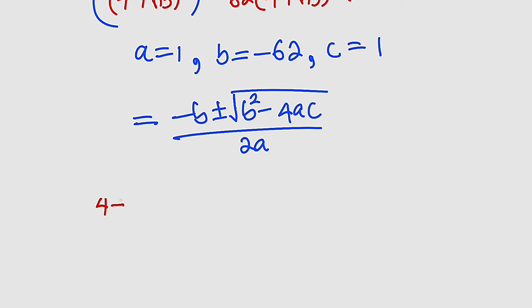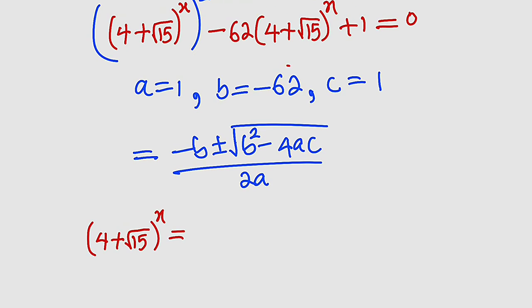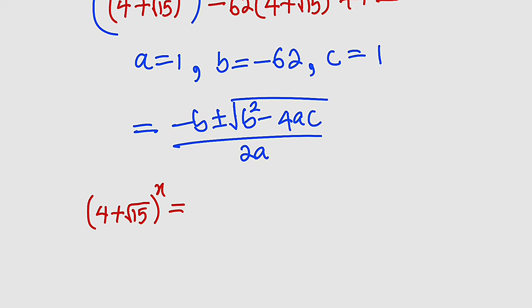So we have (4 + √15)^x equal to minus b, but b is already negative, so once you negate it, it becomes positive 62, plus or minus the square root of b squared, where b is negative 62 whole squared, then minus 4 multiplied by a, which is 1, and c is also 1.